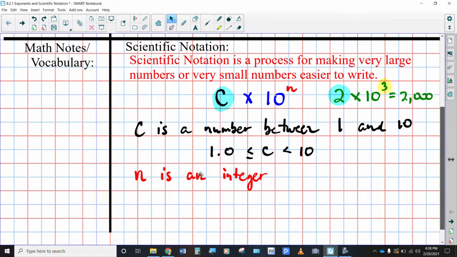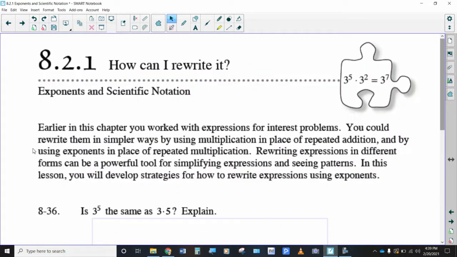We are not going to spend too much time with scientific notation today because we need to understand the basics of how powers work. All right, so earlier in this chapter, you worked with expressions for interest problems. Remember the compound interest problems that we just got tested on. You could rewrite them in simpler ways by using multiplication in place of repeated addition and by using exponents in place of repeated multiplication. That concept goes all the way back to, I think, chapter 3 of 7th grade when we were learning about Cecil on the tightrope. But we'll just stay with the present here. Rewriting expressions in different forms can be a powerful tool for simplifying expressions and seeing patterns.